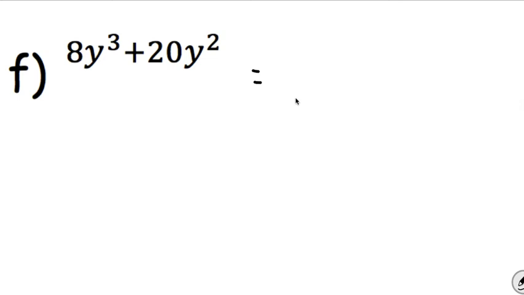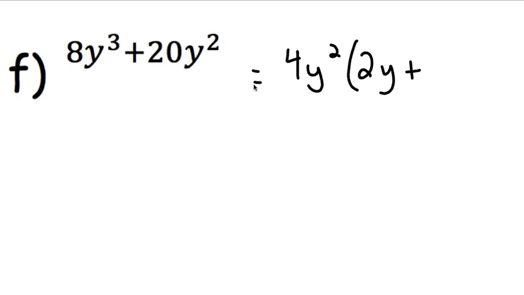So first of all, what can we take out of 8 and 20? They are both divisible by 4. Smallest power for y is a y squared, so take the y squared out. What am I left with? 8 divided by 4 is 2. I started with y to the 3rd. I took out 2 of the y's, y squared, so I'm left with y, plus 20 divided by 4 is 5. I started with y squared. I took y squared out. No more y's.